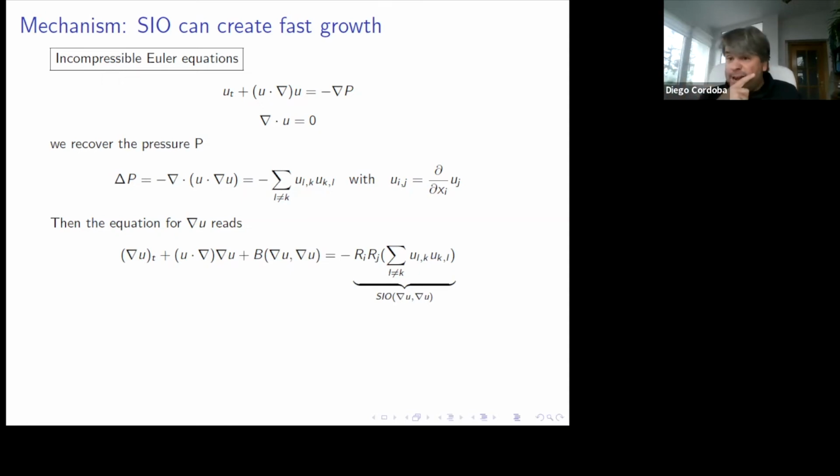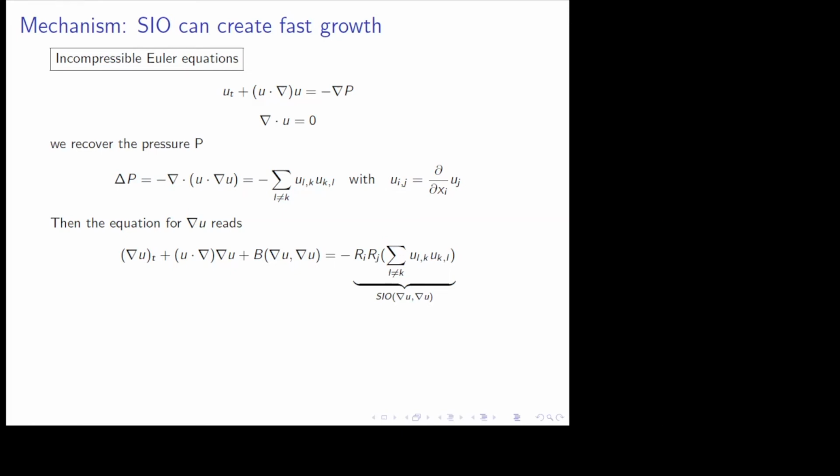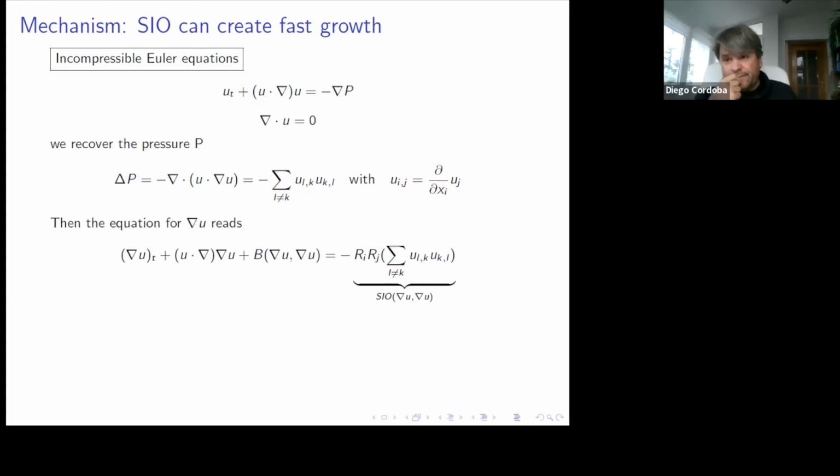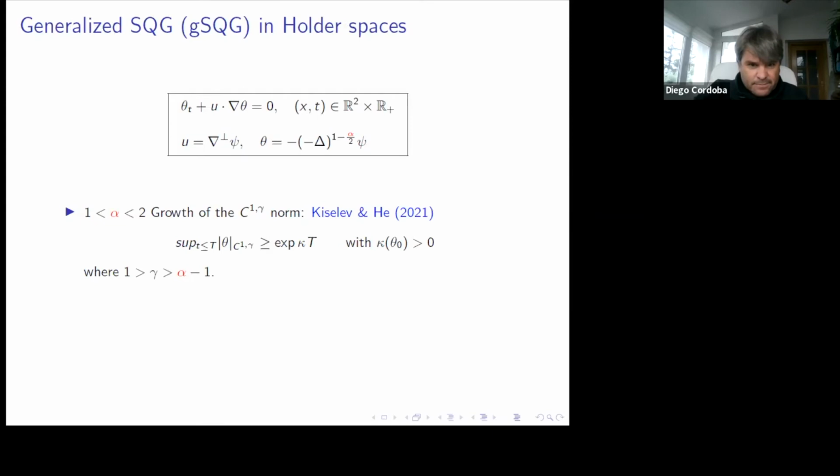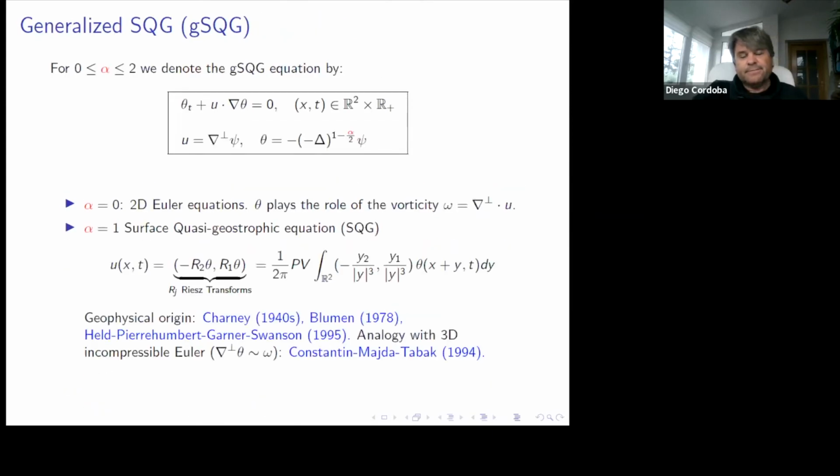Singular integral operators do not conserve the L infinity norm. So what they do is they cook up an initial data in which the gradient of u is as small as you want, but this singular integral operator is as big as you want. Sorry, what are R_i, R_j? The Riesz transforms. These are singular integral operators in 2 dimensions, the ones I wrote before. Here. These are the Riesz transforms.